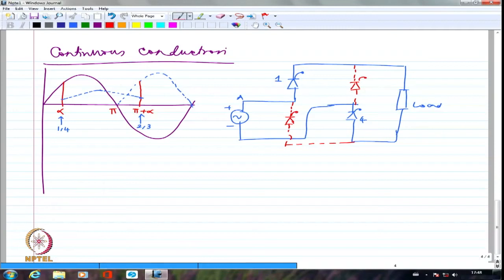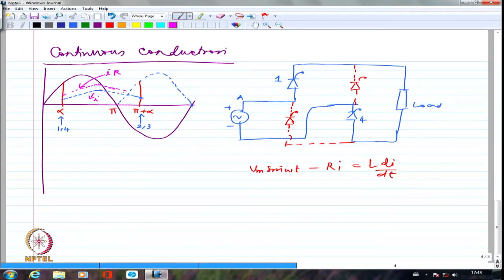Let me write the equation again. Vm sine omega t minus Ri equal to L di by dt. So wherever Ri is equal to this, at that point the current will start declining. If I say this is I times R, whereas this is the supply voltage, then wherever IR is equal to the supply voltage, the current will start declining after that point. So the current starts declining at that point, right?